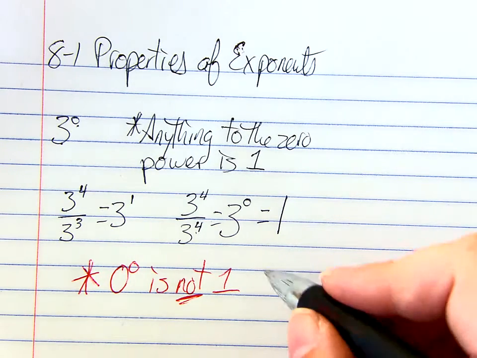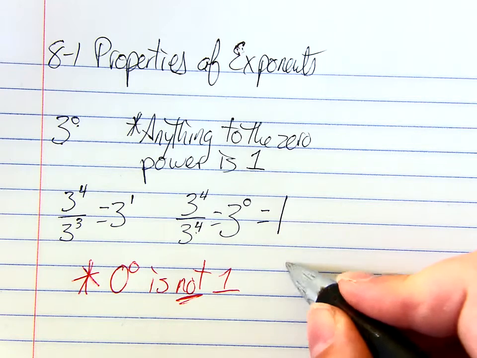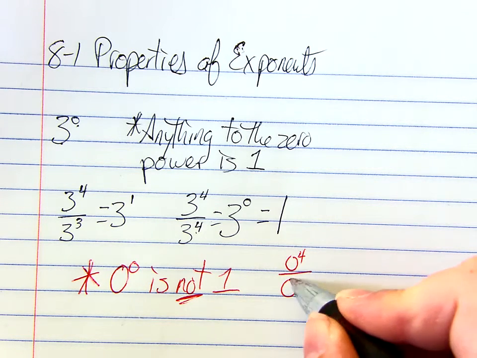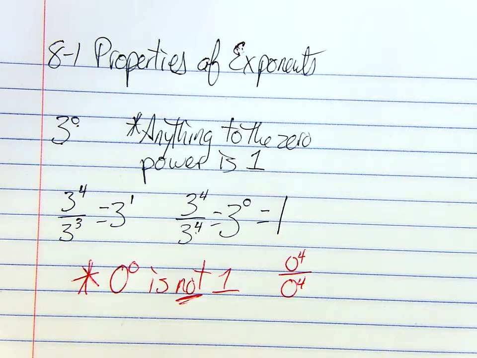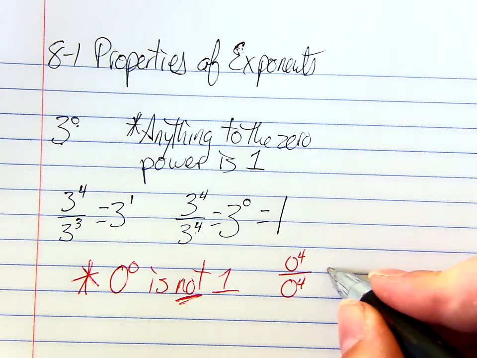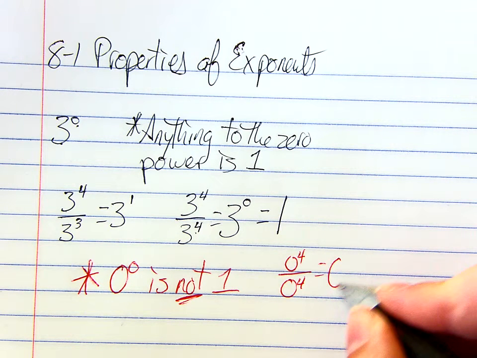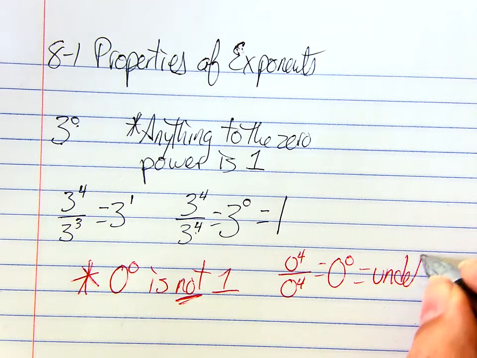So, for example, if I try and do 0 to the 4th over 0 to the 4th, there's a problem with this. 0's in the denominator. Exactly. We're never allowed to have 0 in the denominator. When that happens, this is called undefined. So this would be 0 to the 0, but that's undefined.